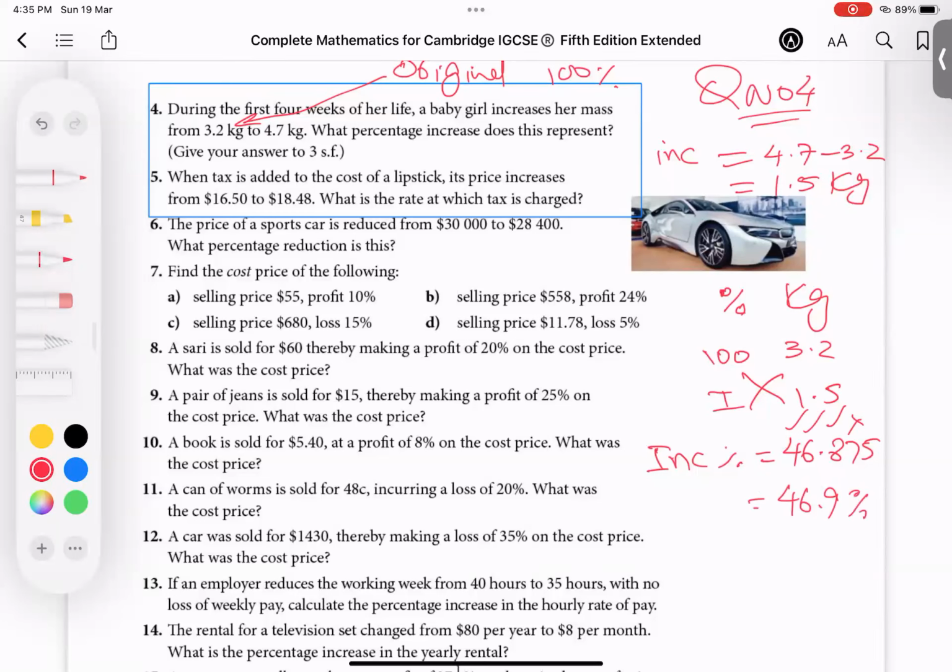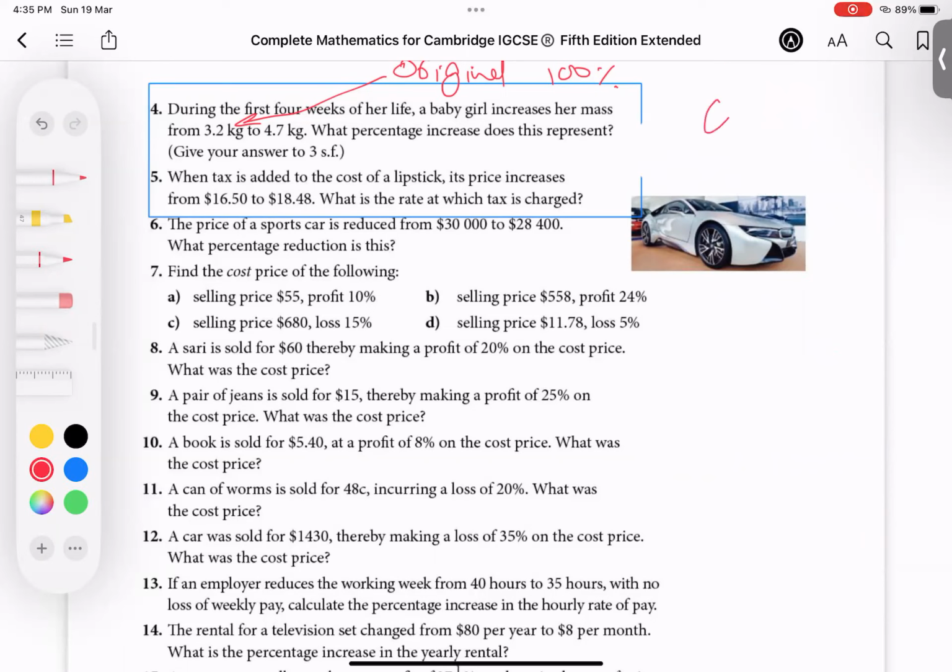And the next question is number 5. Have a look. Bismillah ar-Rahman ar-Rahim. Question number 5. When a tax is added to the cost of lipstick, its price increases from 16.50 to this much. It means I will treat this as the original value. The original value will be treated as 100%.